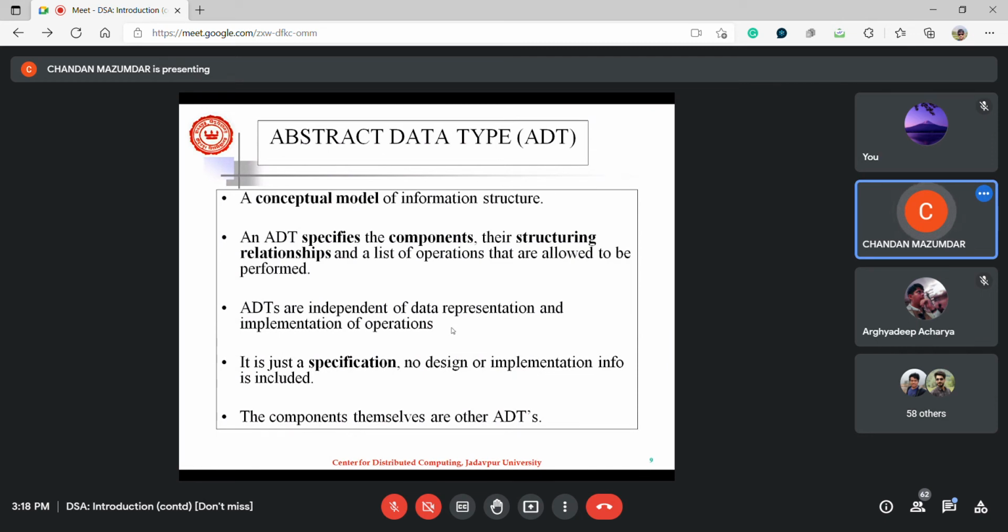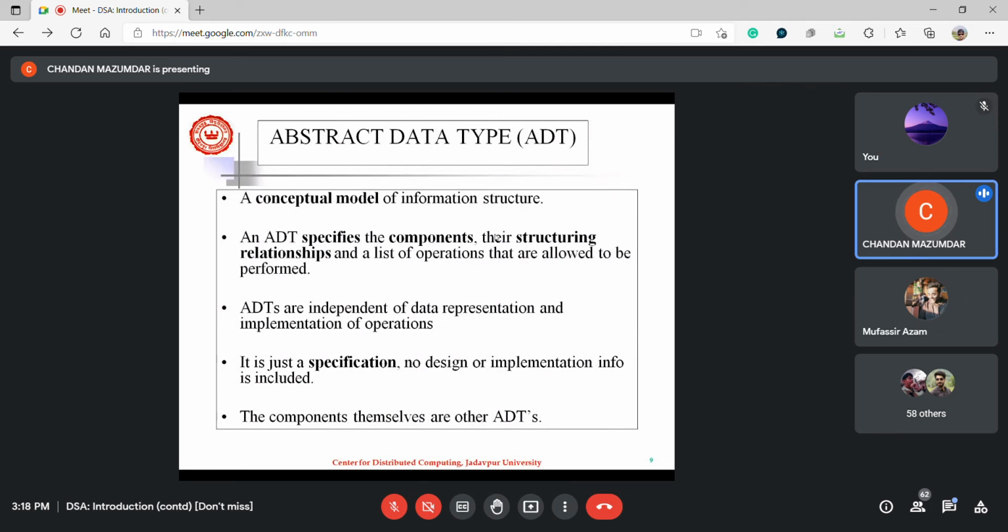Could I explain, or should I elaborate? So what is ADT in itself? ADT has a block of structure. ADT has three things. One is the components, one is the structuring relationships, another is the list of operations. That whole thing is an ADT.